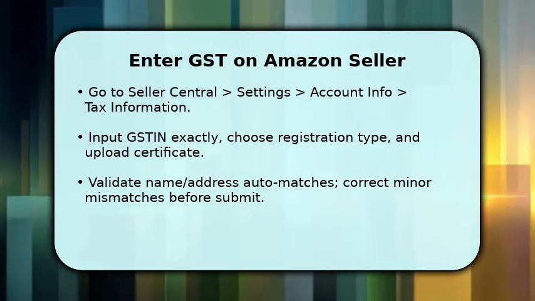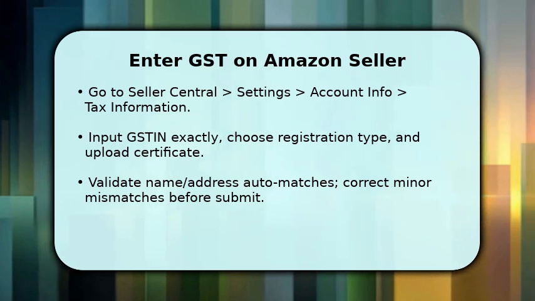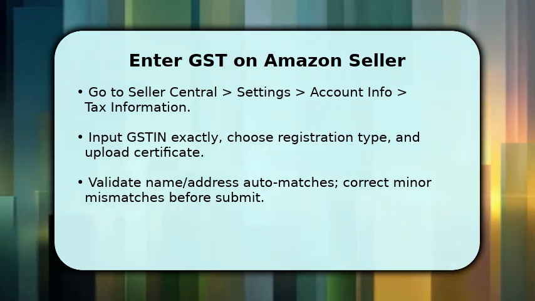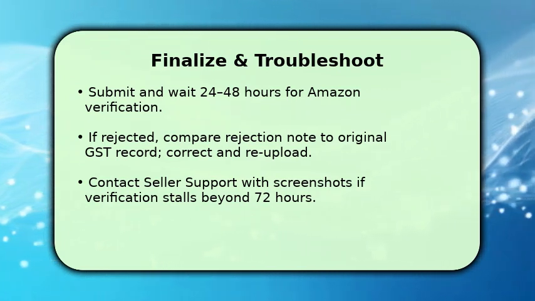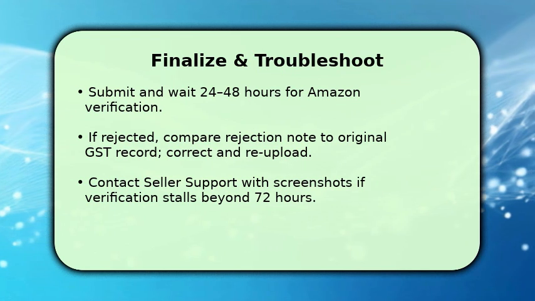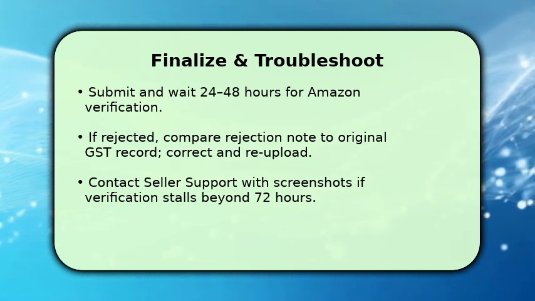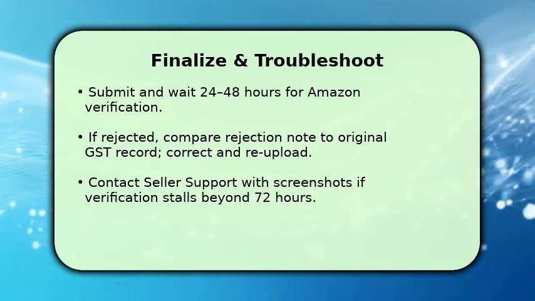You submit the GST details and expect verification within 24 to 48 hours. Amazon cross-checks records against government data. Once verified, tax calculations apply automatically to your listings, so relist or update products if needed.